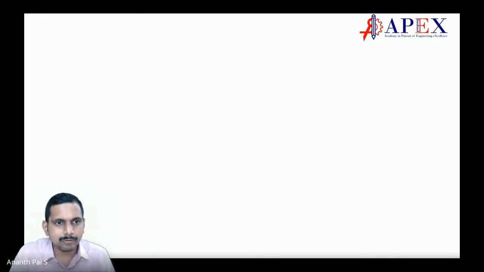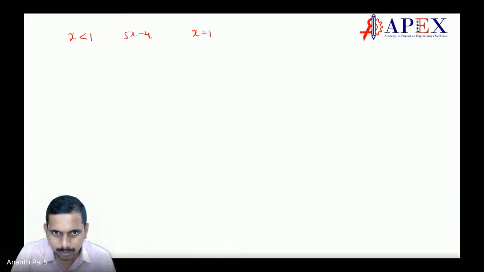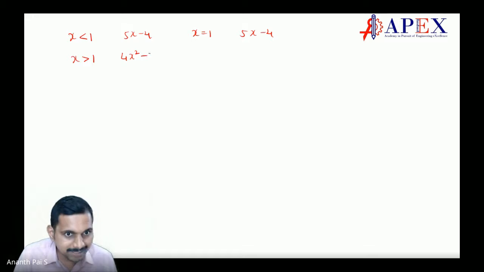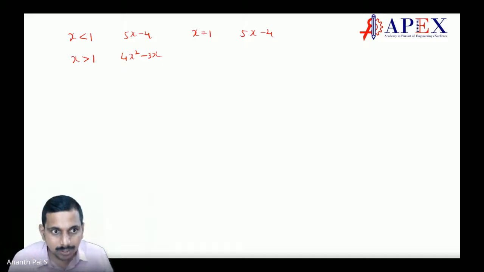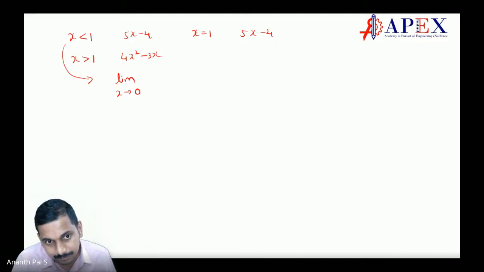See, for x less than 1, what is the function? It is 5x minus 4. At x is equal to 1, it is again 5x minus 4. What is it at x greater than 1? It is 4x square minus 3x. Correct? Now what happens? For x less than 1, what do you say? Limit x tending to 1 minus.